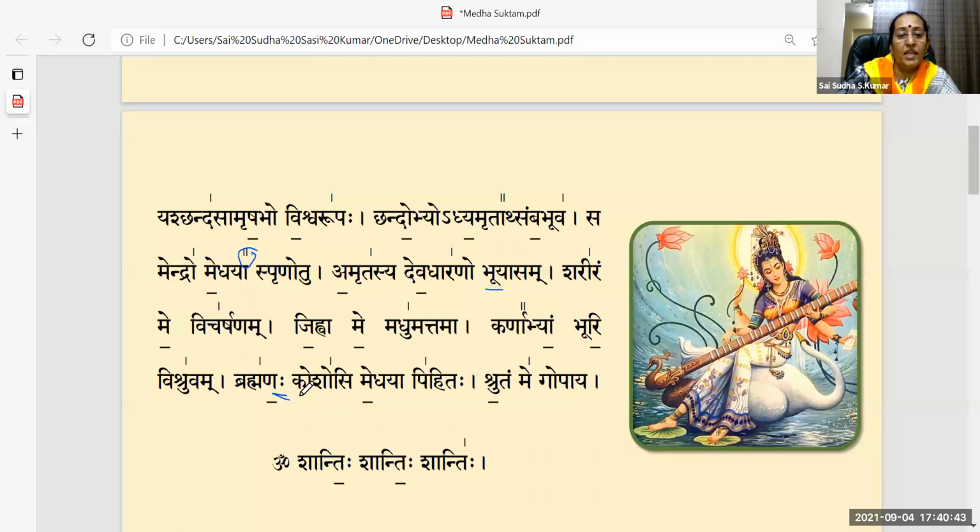Visarga followed by the letter K. The Visarga sound is Brahmana. The sound will come. So Brahmana Koshosi. We should not be chanting it as Brahmana Koshosi. It is Brahmana Koshosi. Medhaya Pihitaha. Then Shrutam Me Gopaya.